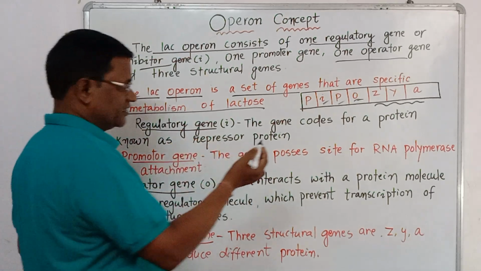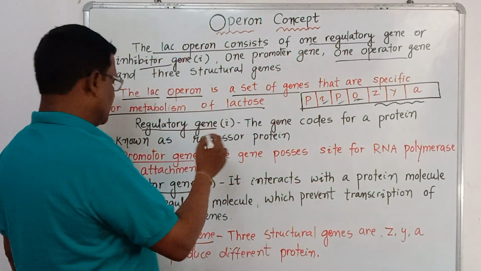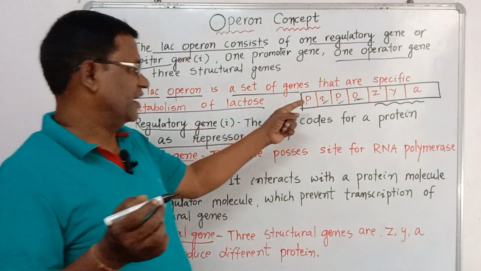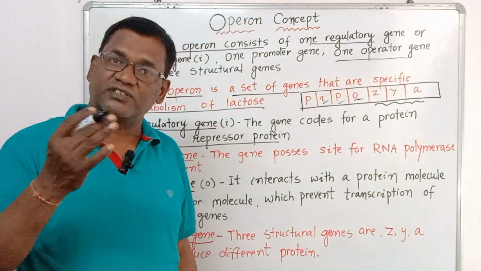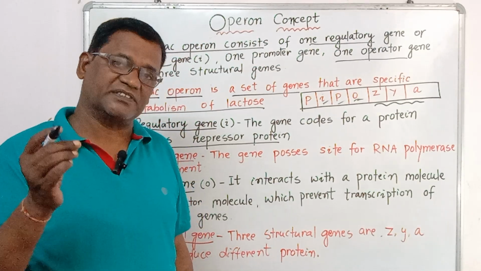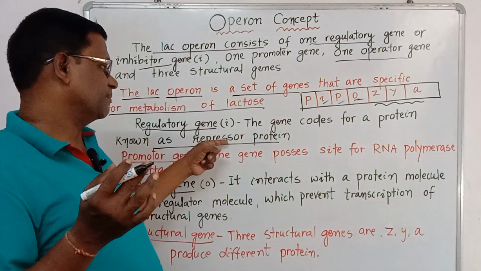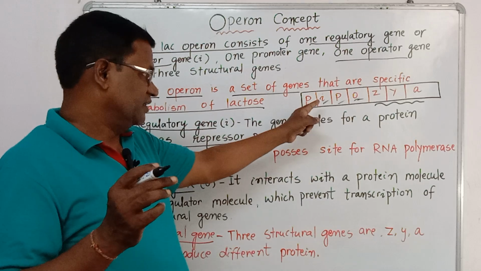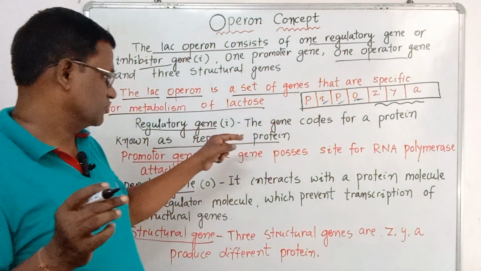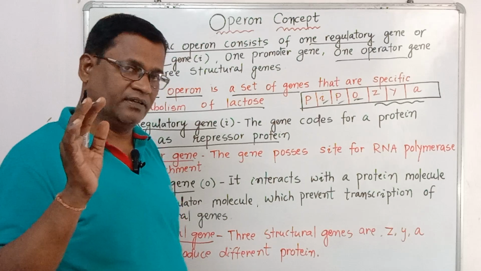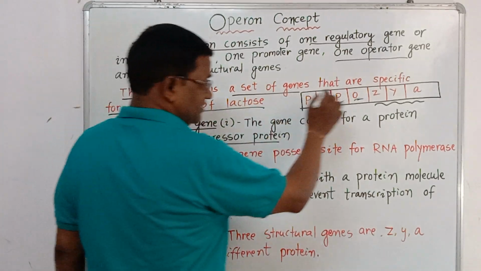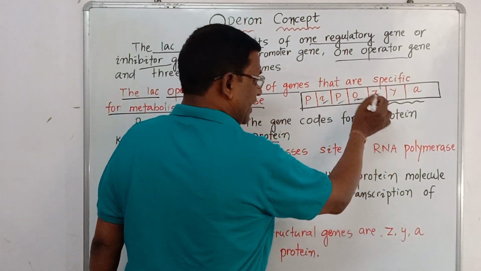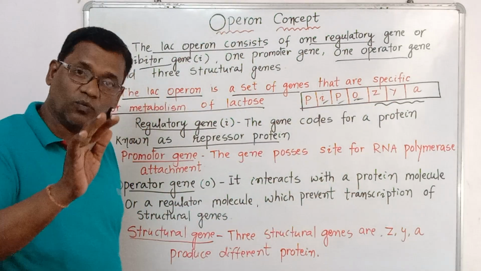First of all, what is the regulator gene? That is I. The gene codes for the protein known as the repressor protein. First, I is a segment of DNA. It forms an mRNA, that is called repressor mRNA. After that, it forms a repressor protein. That means this inhibitor is a segment of DNA which produces a protein called repressor protein. Clear? Don't forget, it is only a segment. It is a DNA and each part is one segment, and they are responsible for that particular work.